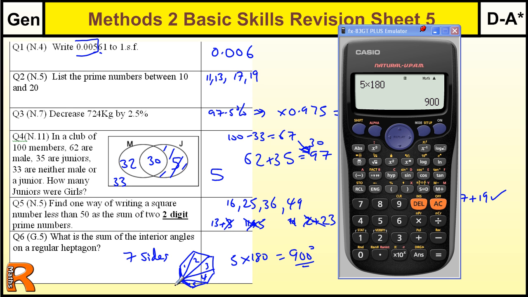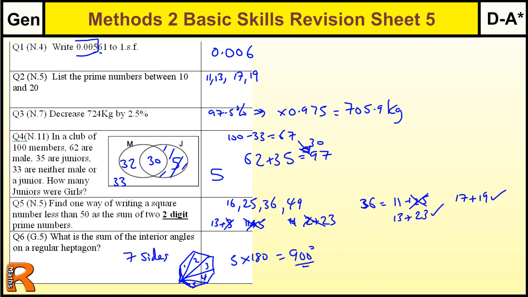In general, for any polygon, if you take 2 off the number of sides, so 7 sides gives 5, times by 180, that tells you the sum of all the angles inside. It's called the interior angle sum.